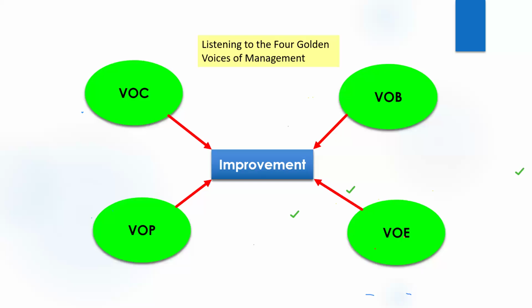Any organization must listen to these four golden voices of the management. And then that will be a trigger for the improvement. So VOC, the direct customer, will give us triggers where we want to improve. VOB, our management, will say in that sector, in that direction we need to improve. Our machines, our processes will say we want improvement.